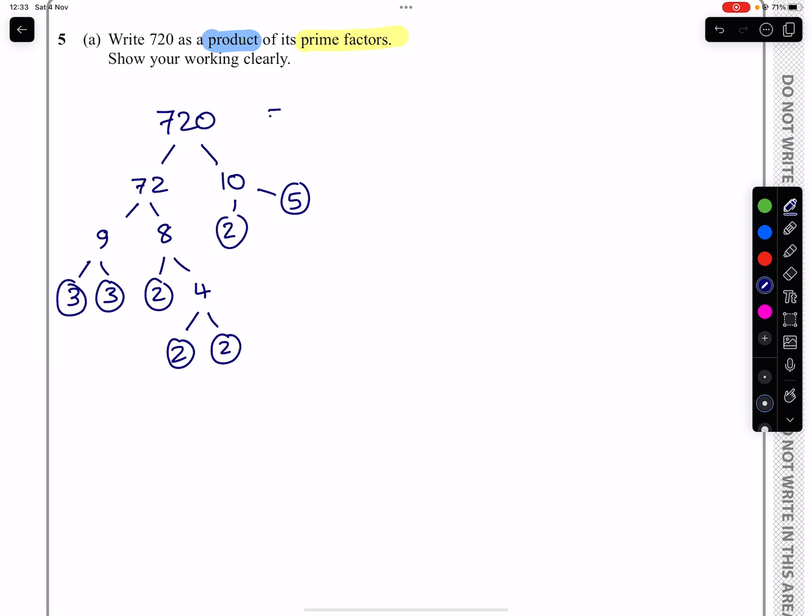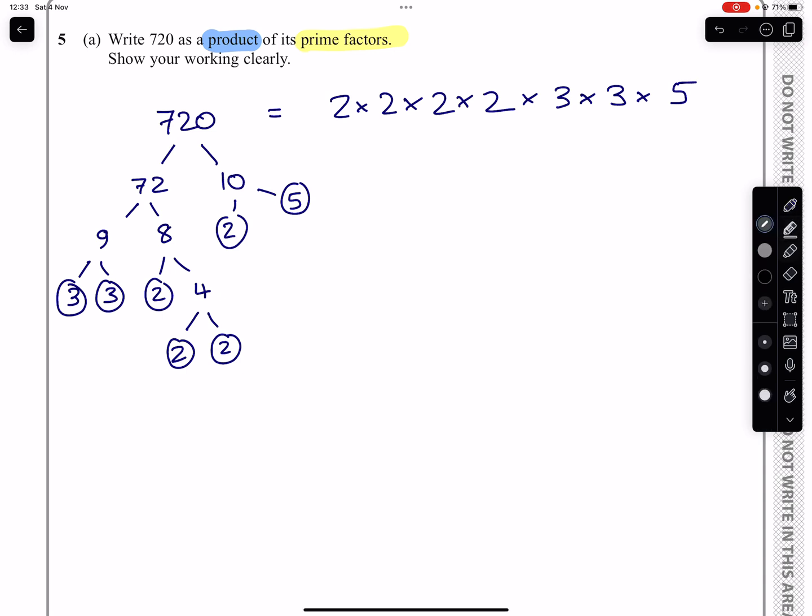So 720 written out will give us, there are 4 2's in this factor tree, so I'll multiply all of them together along with 2 3's and a 5, and I'll just highlight these just so they're more obvious. That is the answer to part A.